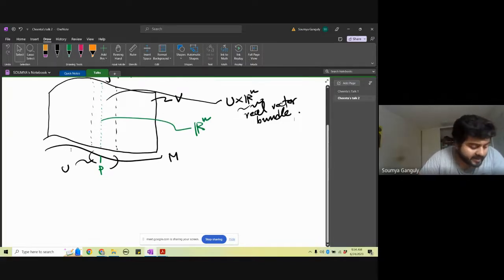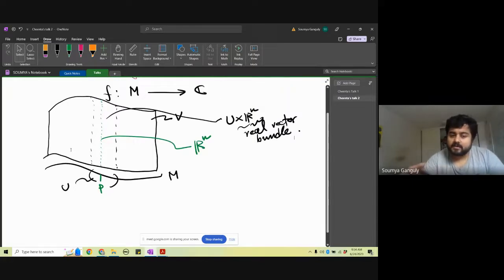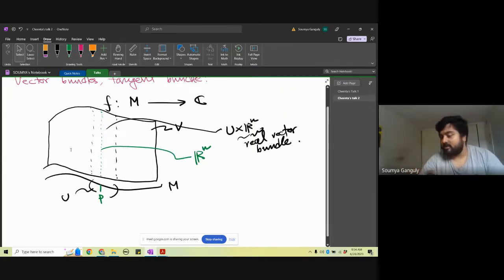Now the thing is, there are some conditions that we need for this manifold V. V is also a manifold. A vector bundle is a manifold. Now, for it to be a vector bundle, we need some more conditions.